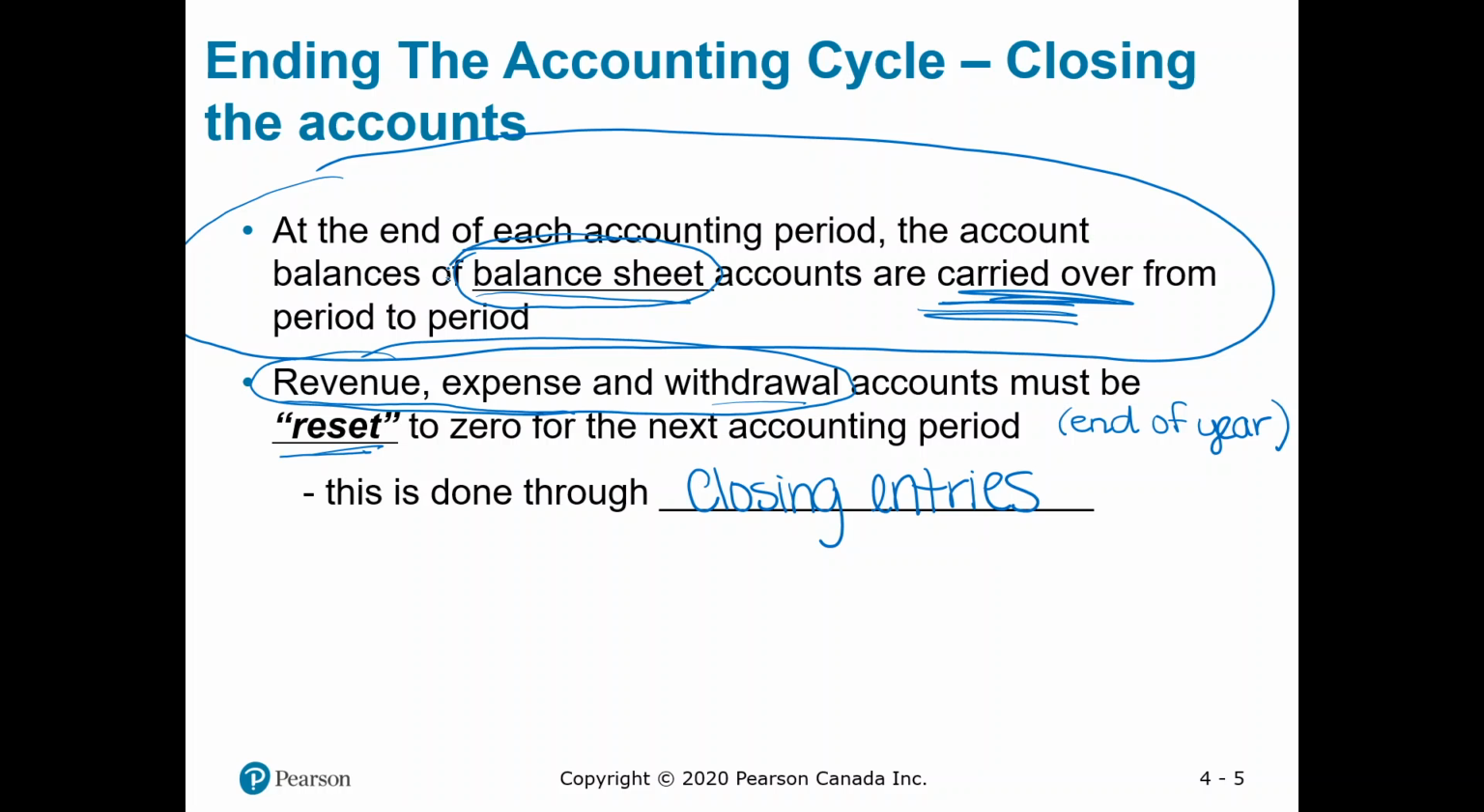So that's kind of the same here. The balance sheet, that's your series score. So that just carries on game after game. Whereas revenues and expenses and withdrawals, those are things related specifically to each game. So you reset these just like you reset the score of the game to 0-0 for game 2.